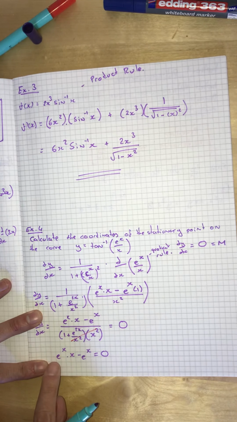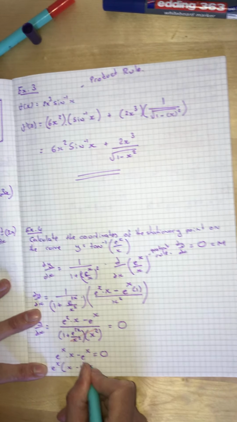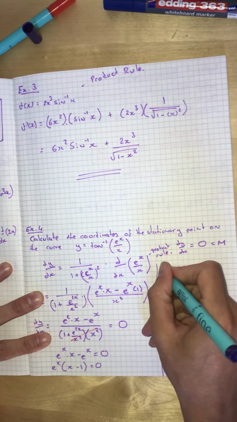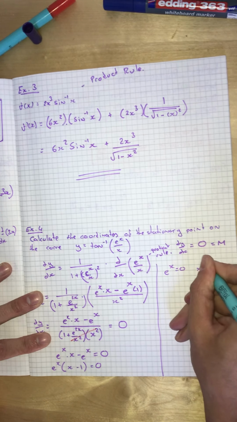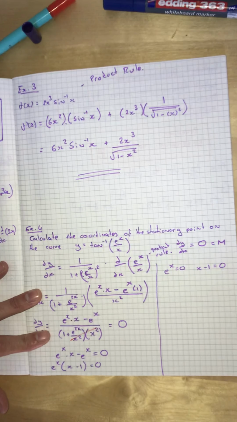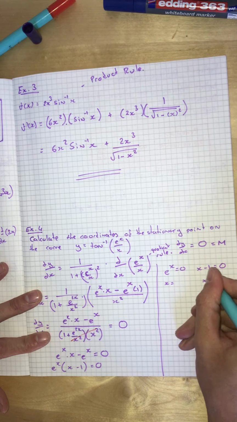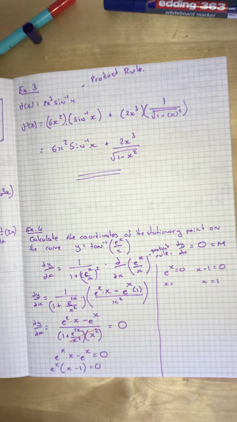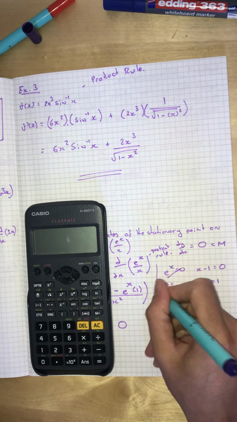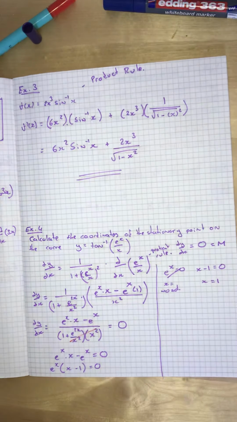How are we going to solve that? We can take out a common factor of e to the x, leaving x minus 1 equals 0, which tells us that e to the x equals 0 and x minus 1 equals 0. So e to the power of what gives 0? That doesn't have a solution, because anything to the power of something is never 0. So no solution. And x would equal 1. So we know that x equals 1.